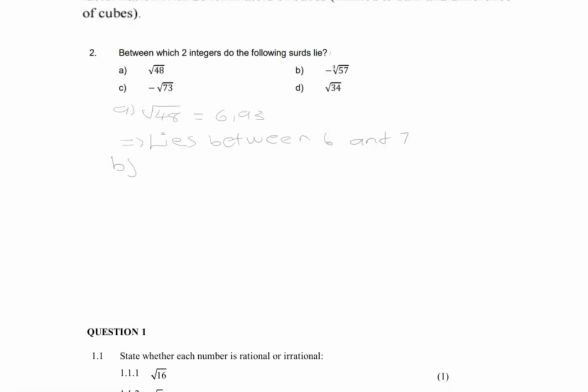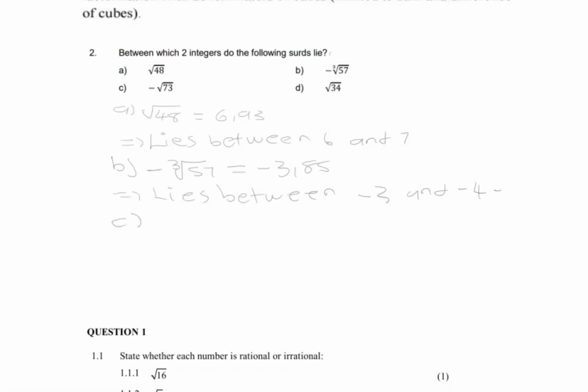So question letter B. For this question, you are given negative the cube root of 57. We have to do the same thing. We have to know what this set represents in decimal form. Negative the cube root of 57 in decimal form is negative 3,85. So negative 3,85 falls between negative 3 and negative 4, which means this set lies between negative 3 and negative 4.